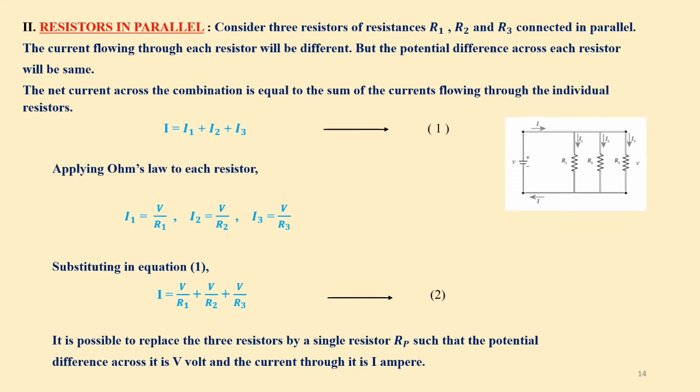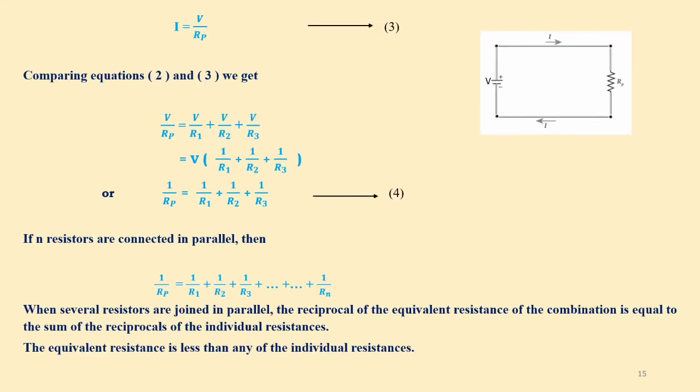It is possible to replace the three resistors by a single resistor Rp such that the potential difference across it is V volt and the current through it is I ampere. The equivalent circuit for the above combination of resistors in parallel is shown above. So I is the current sent by the battery, V is the potential difference across its terminals, and Rp is the effective resistance. So I is equal to V by Rp.